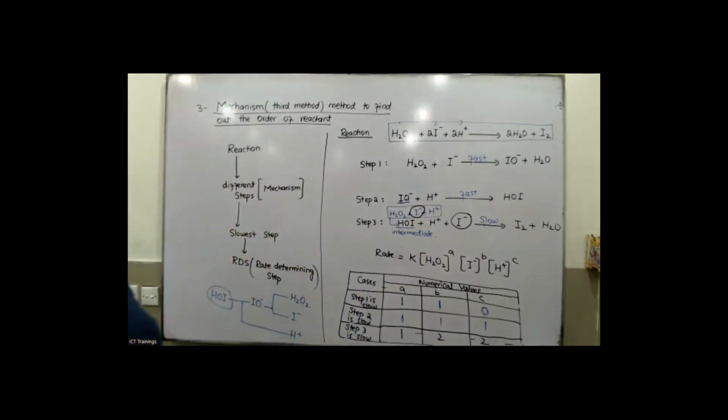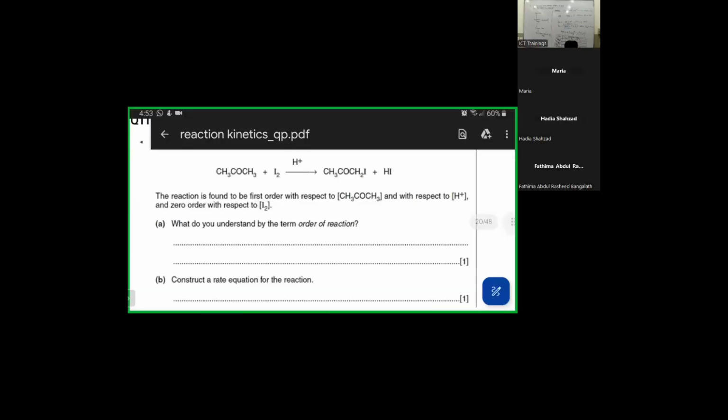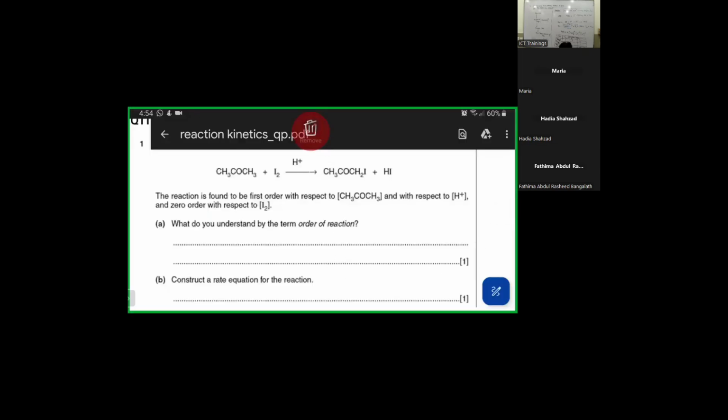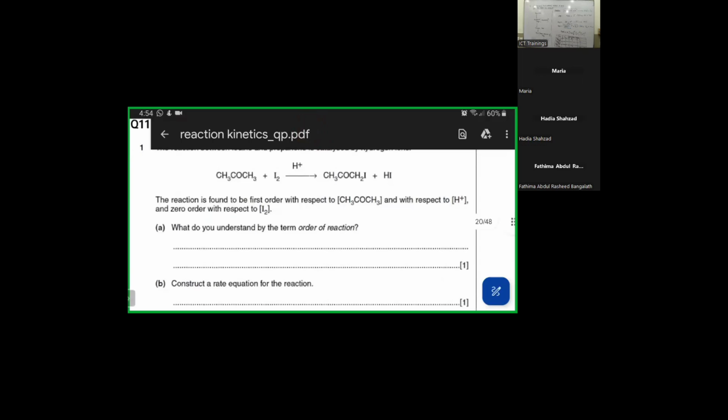You can take a screenshot of this question, please. Okay, beta, everyone just look at that question. I'm going to do that question for you. Have a look up here. I'm going to read this question for you. This is another type of way in which he can give you the question. He's saying the reaction is found to be first order with respect to this one and with respect to H positive and zero order with respect to I2.